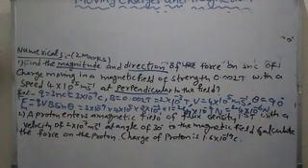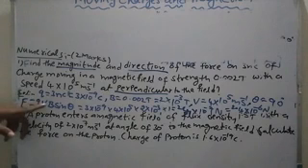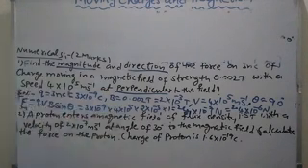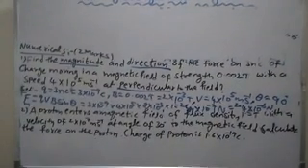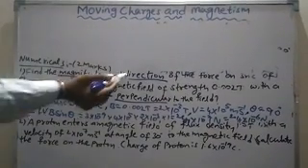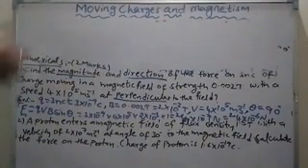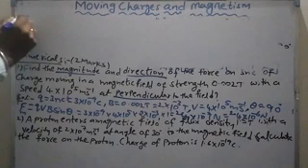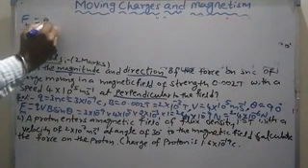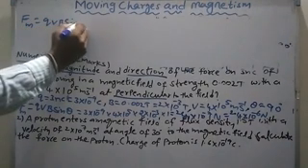Numericals, right? In the first numerical we calculated the magnitude of force. How much did we get? 2.4 into 10 power minus 6 Newton. Then we are calculating the direction. What is the direction? We know that magnetic force Fm is equal to QVB sin theta.